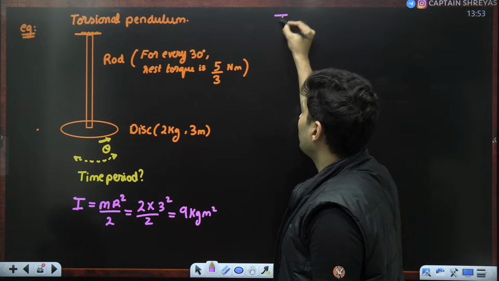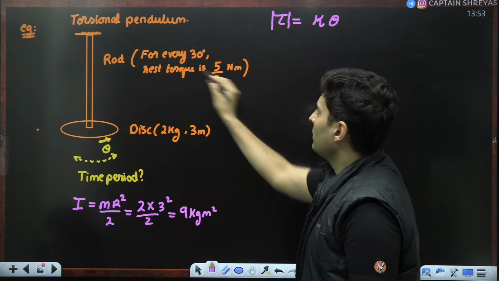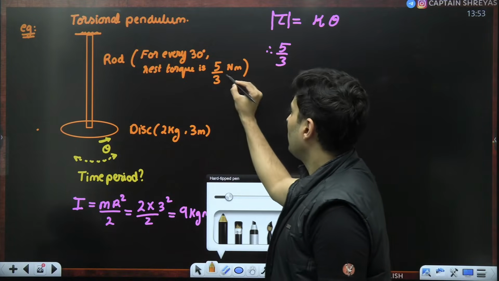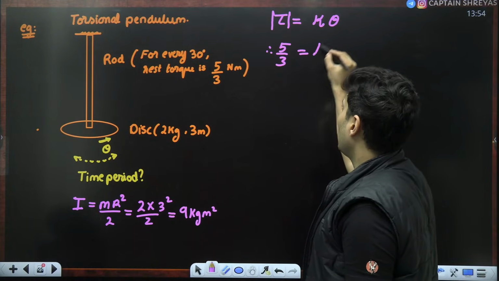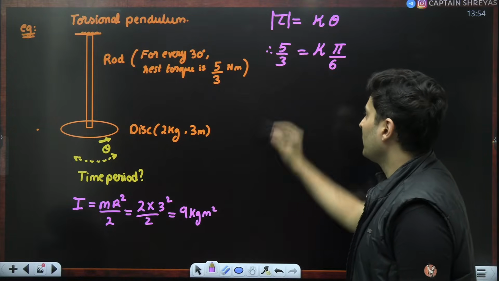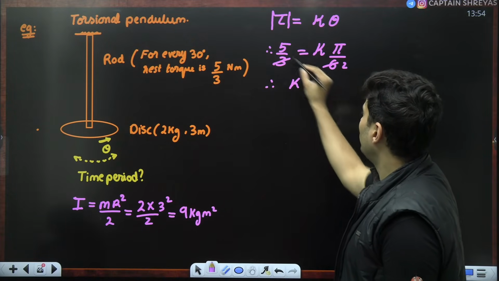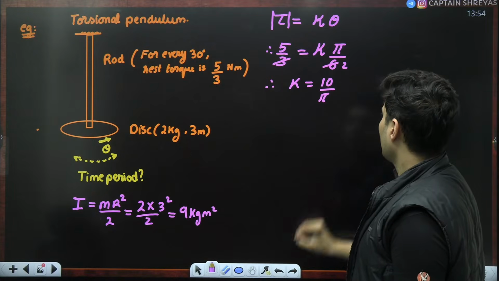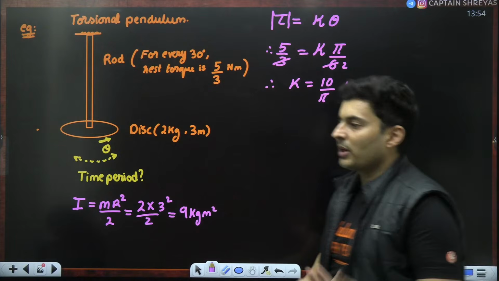So, using the concept, torque is torsional constant into theta, magnitude wise. The torque is 5 by 3 Newton meter per radian actually. That's okay, that can be converted into radian later on. So, torsional constant, we don't know; theta is 30 degree. 30 means pi by 6 radian. So, see what happens. 3 cancels with 6 two times. So, K will become 2 fives are 10 divided by pi Newton meter per radian. So, K also we got.